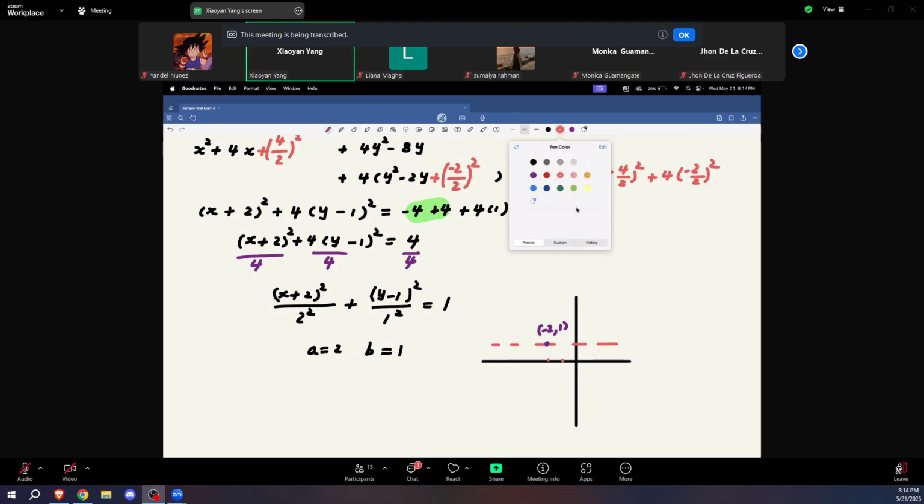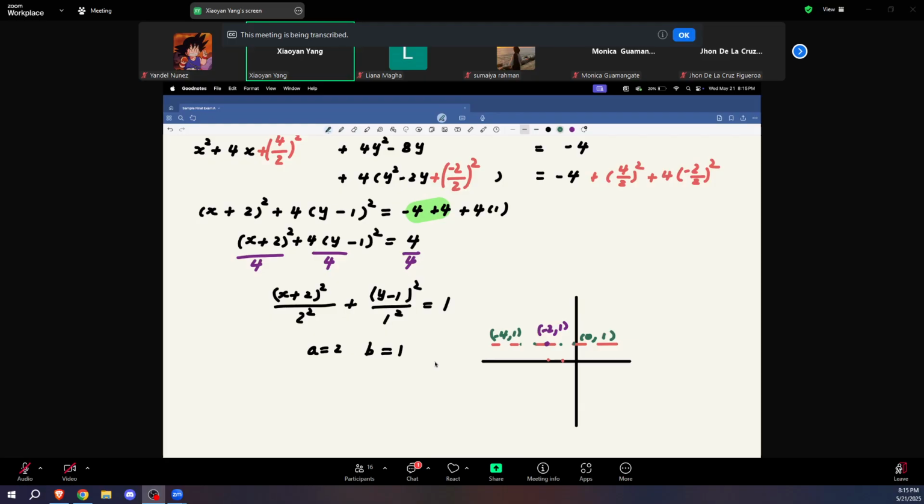Here's another color. Starting here, 2 places to the right, 2 places to the left. You can label the points, very easy to label. The y value is always 1. So -2 plus 2 equals what? 0. What about -2 minus 2? -4, comma 1. We simply count by hand.